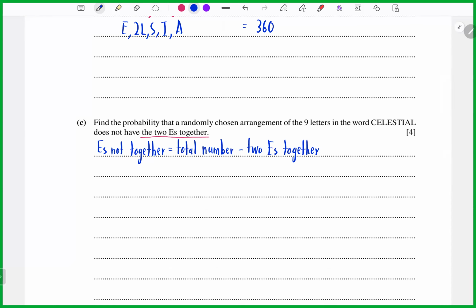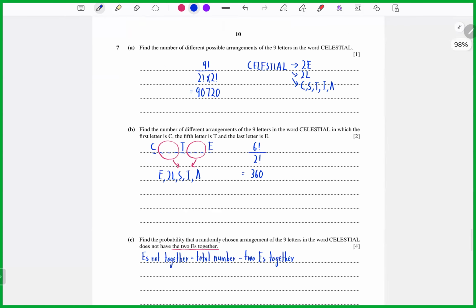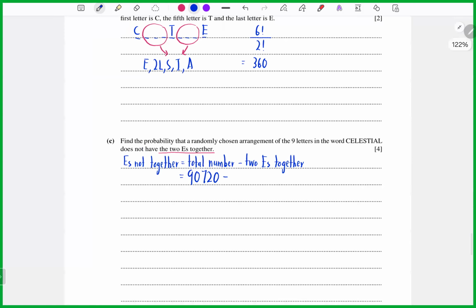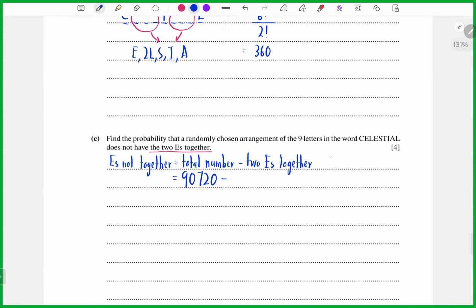Okay, so total number, so you can take from here. Okay, 90,000. Okay, 720 minus. Okay, you see the E's together, right? So, okay, 1, 2, E together. So you have another 7 letters here: 1, 2, 3, 4, 5, 6, 7. Okay, so 1, 2, 3, 4, 5, 6, 7, 8.